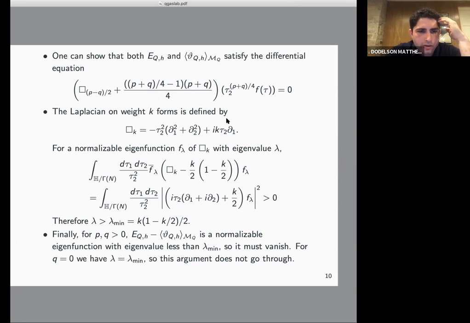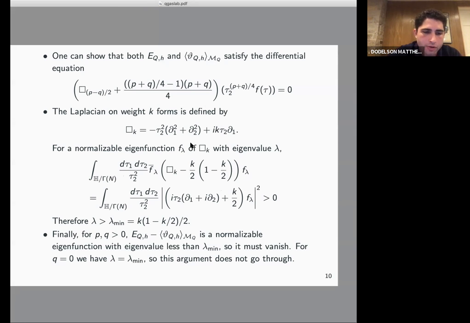So now we need a bound on the eigenvalue of such an eigenfunction. If the eigenfunction is normalizable, then we can form this integral, and it converges. And by integrating by parts, we get that this is greater than 0. So what this means is that the minimum eigenvalue for a normalizable eigenfunction is equal to k over 2 times 1 minus k over 2.